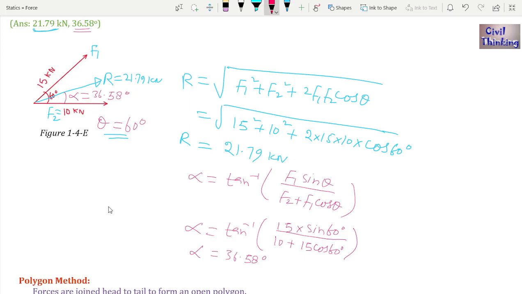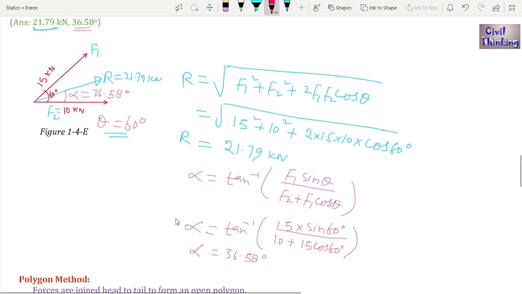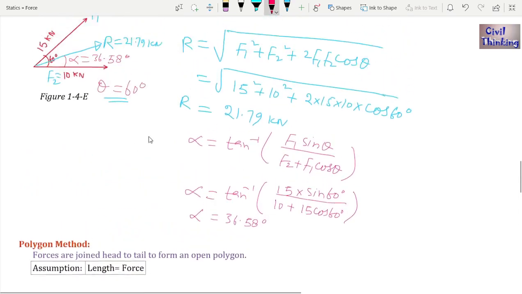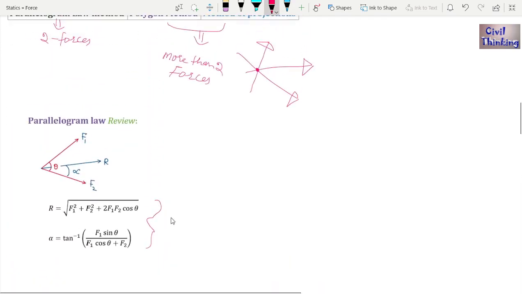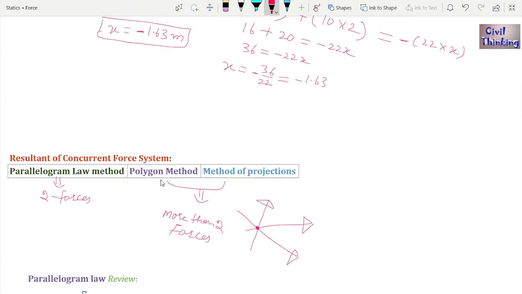Now I hope you understand. This is the way we find the resultant of concurrent forces when there are only two concurrent forces. Now, how to find the resultant when there are more than two forces? I have told you there are two methods to do that: the polygon method and the method of projection. Now in this, the method of projection is important.